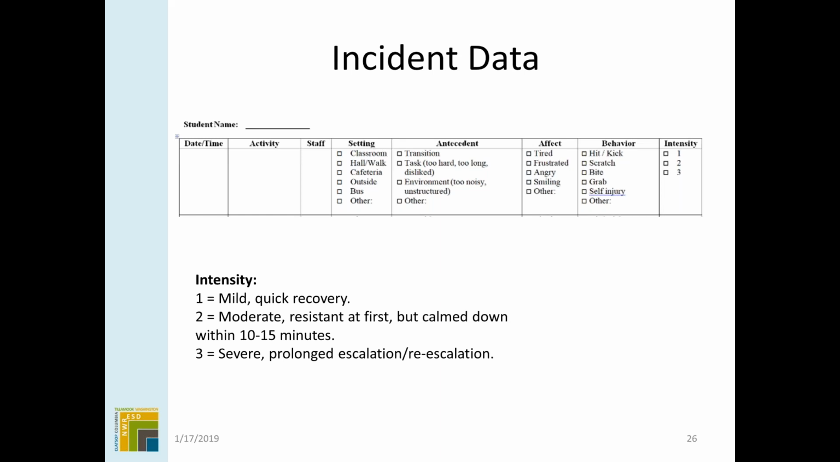And so if the student has an incident, as soon as the staff person has a chance, they just put the date. What was the activity? You know, was it math? Was it recess, PE, whatever? Who was with the student? The setting, antecedent. What was the student's affect? And then specifically what the behavior was, and then a rating of intensity. And you can see this is ABC data, and the student behavior consequences gives you a little bit of that information.